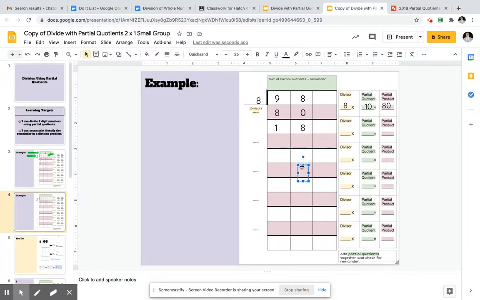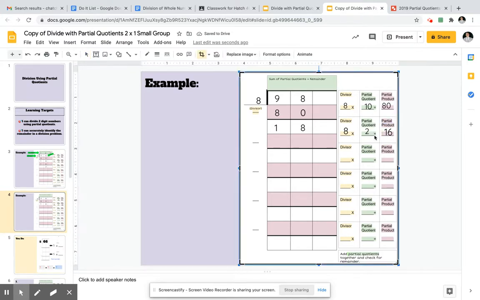18 is my new value, and I need to see how close I can get to 18 using 8. Well, I'm going to plug 8 in again over here as my divisor. And for my partial quotient, let's see. If I multiplied 8 times 1, I'd get 8. 8 times 2, I'd get 16. It's pretty close to 18. And 8 times 3, I would get 24, which is bigger than 18. So we're going to use 2. 8 times 2 gives us 16.